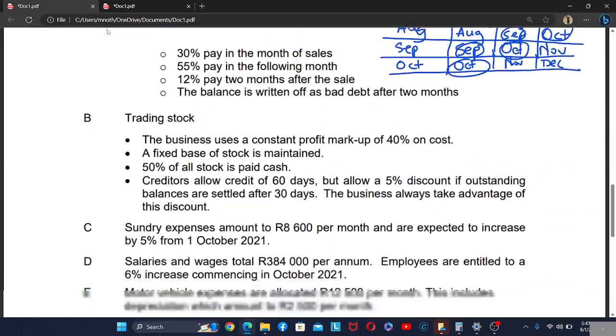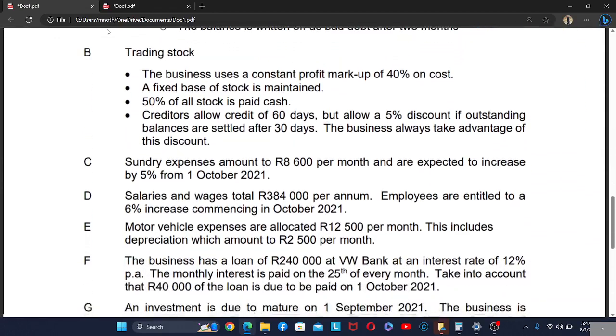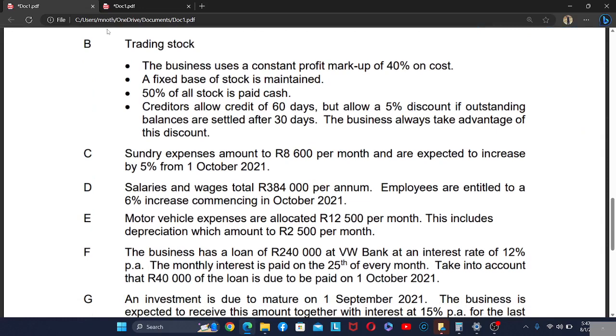Okay, so letter B, trading stock. The business uses a constant markup of 40% on cost, meaning that cost price plus markup is equal to selling price. So the cost price is always 100%. The markup given is 40%. So cost price plus markup is equal to selling price. Right? Let's continue.